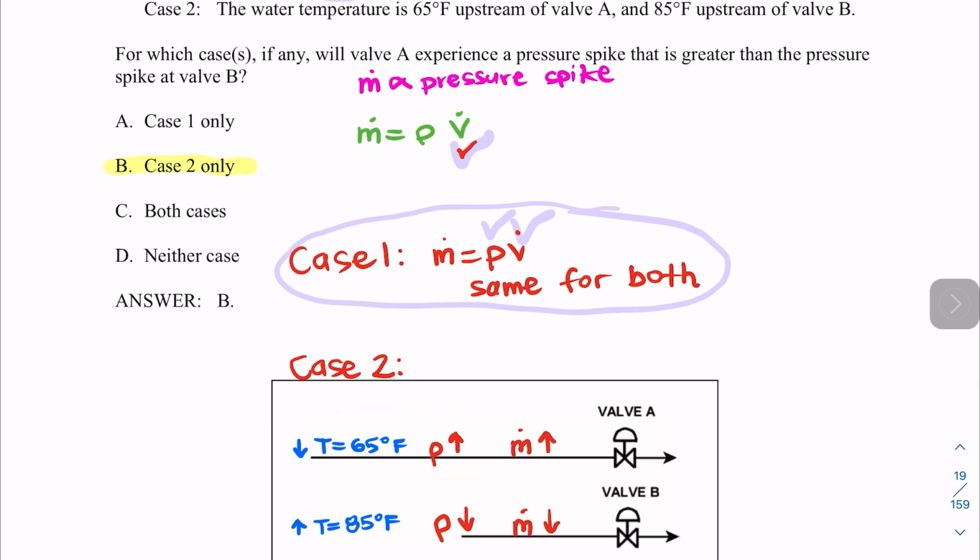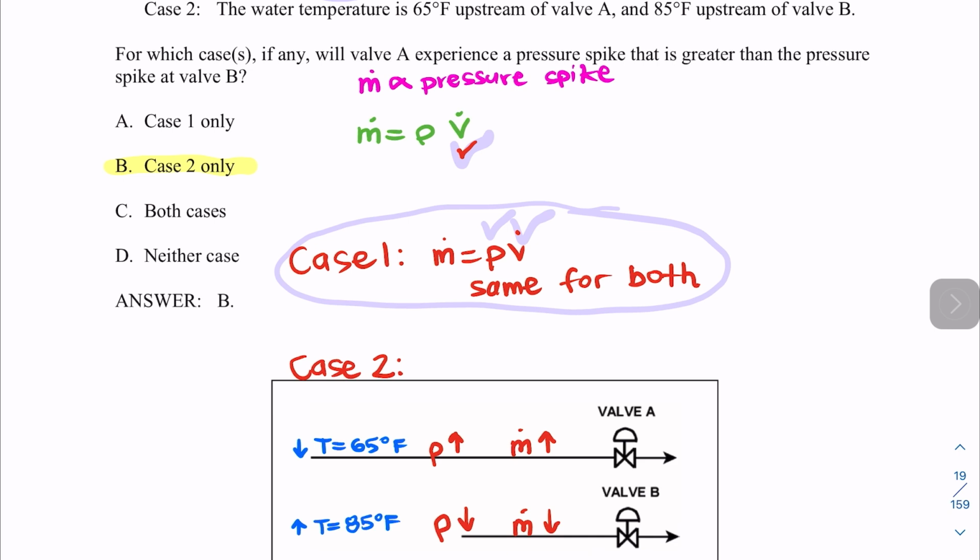Comparing the two, this one has a low temperature, meaning I have a high density, meaning my mass flow rate is going to be high in this one compared to the other one. This one has a higher temperature, therefore my density is going to be lower and my mass flow is going to be low. So comparing each other, bulb A has a higher mass flow rate and bulb B has a lower mass flow rate.